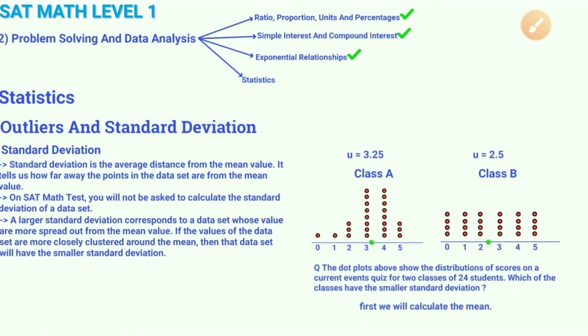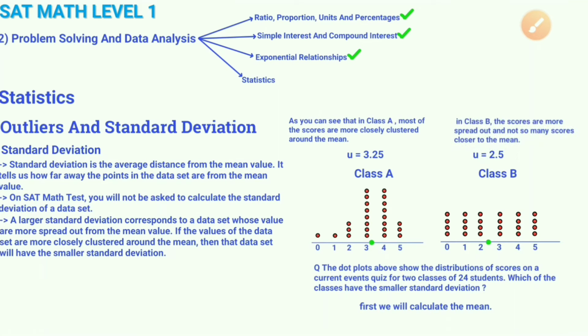First, you will calculate the mean. As you can see that in class A, most of the scores are more closely clustered around the mean. So class A. And in class B, the scores are more spread out and not so many scores are close to the mean.